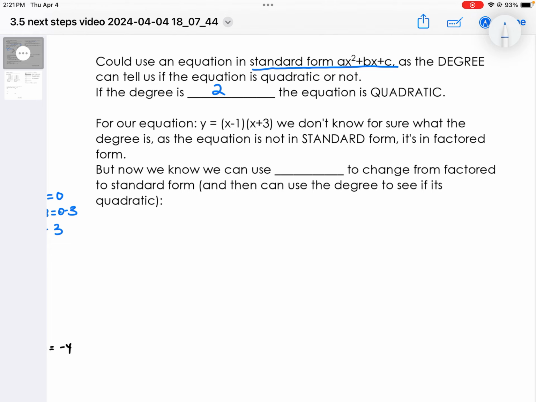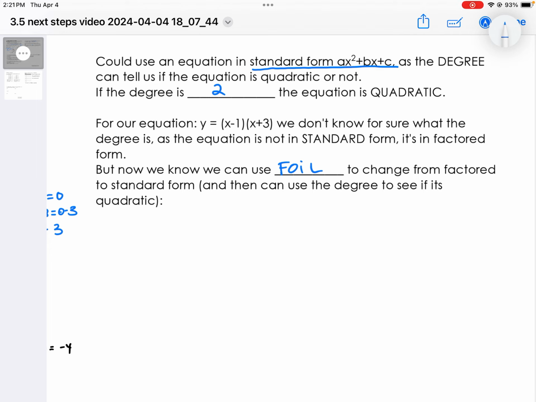So when you have an equation in factored form, like y equals (x minus 1)(x plus 3), we don't really know for sure what the degree is. The equation is not in standard form, it's still in factored form. But now we can use FOIL to change from factored to standard form, and then we can use the degree to see if it's quadratic.